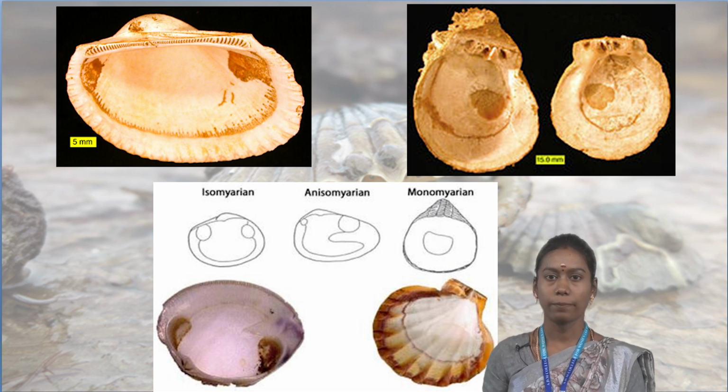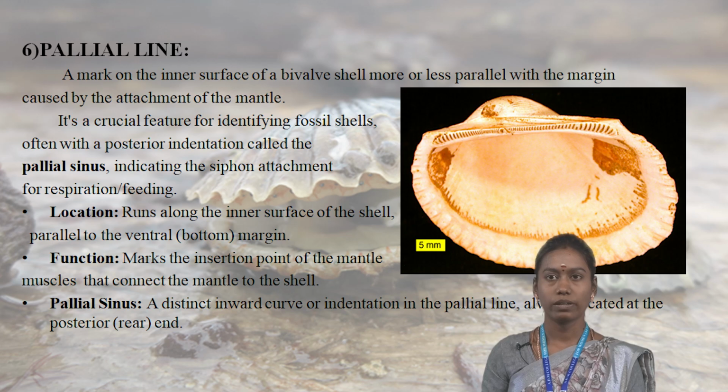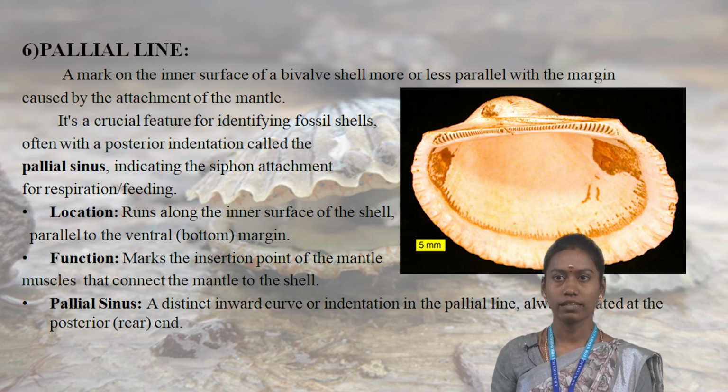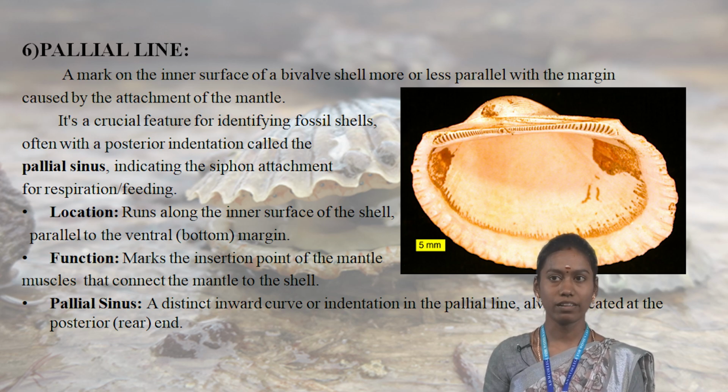Then we can see the pallial line. It means a mark on the inner surface of the bivalve shell, more or less parallel with the margin, caused by the attachment of the mantle. It is a crucial feature for identifying fossil shells, often with a posterior indentation called the pallial sinus, which indicates the siphon attachment for respiration or feeding. The pallial line runs along the inner surface of the shell, parallel to the ventral margin. Ventral means the bottom side of the shell and dorsal is the top portion of the shell.